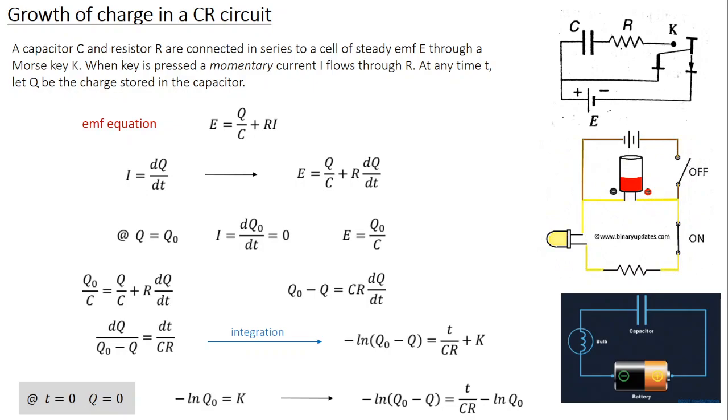A CR circuit. So here a capacitor of capacitance C and a resistor of resistance R are connected in series to a cell of constant potential E through a Morse key. So when the key is pressed, this T comes in contact with this terminal, this T comes in contact with this terminal. So basically the battery is included in the circuit.